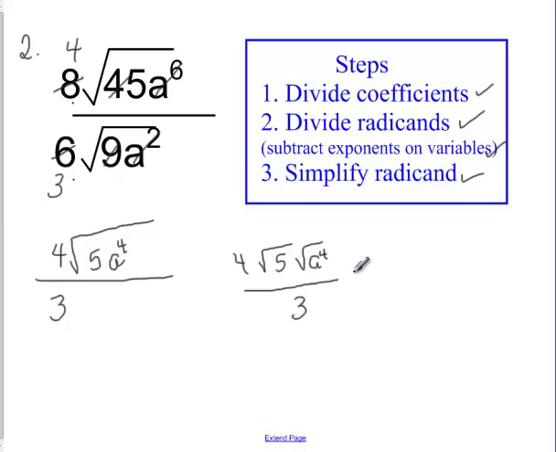Okay, I can't take the square root of 5, so that gets to stay in its radical. The 4 and the 3 are still out here. Okay, did that, did that, did that. Okay, a to the 4th. Oh, I can take the square root of a to the 4th. It's a squared. So that is my final answer.